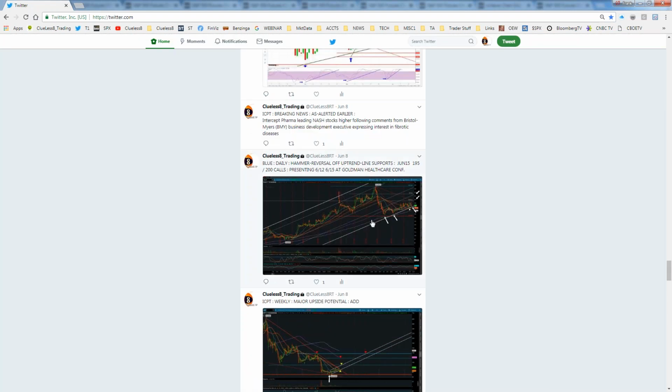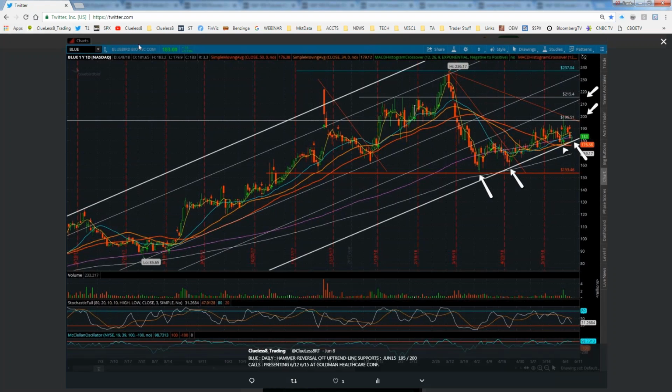So these are longer term charts. This is off Thinkorswim. You can see that.